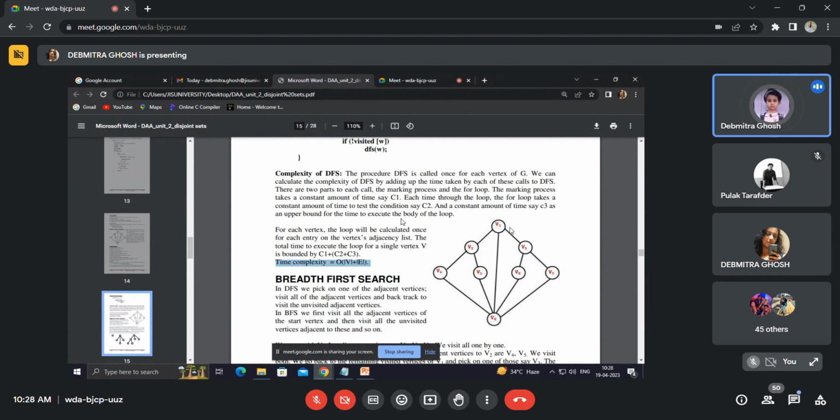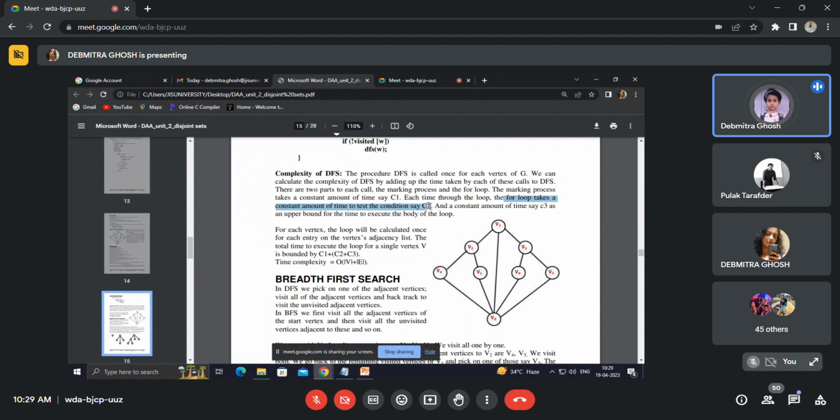We have a constant amount of time. We generally take a constant amount of time for traversing from one vertex to another vertex. This is just for your reference. So the total time of execution of a single vertex, suppose for V1, is C1 plus C2 plus C3. What is C1? It is the constant amount of time. And what is C2? It is the for loop constant amount.